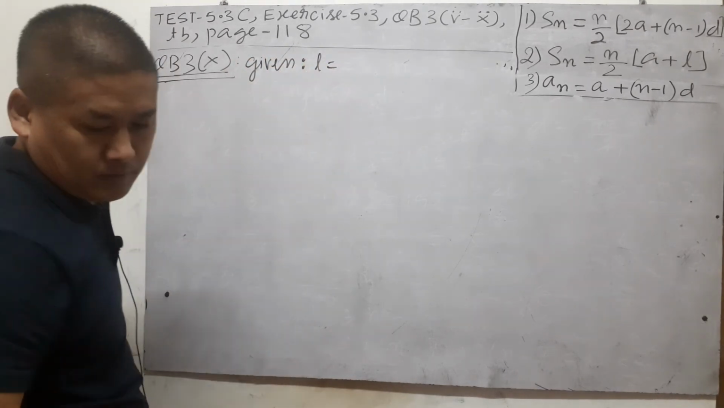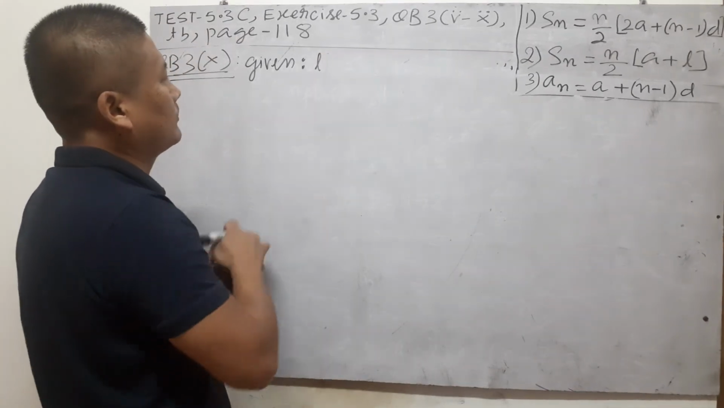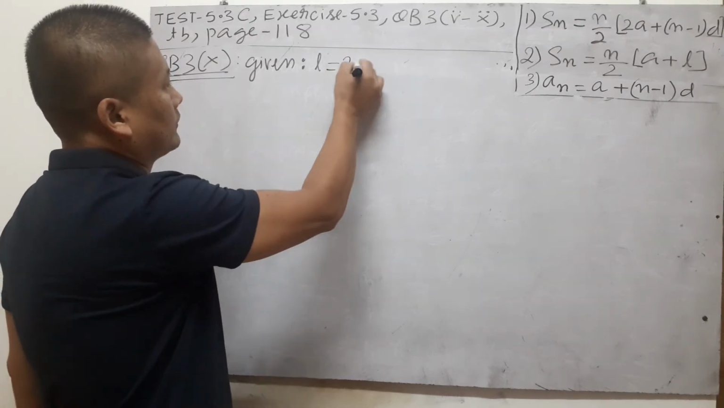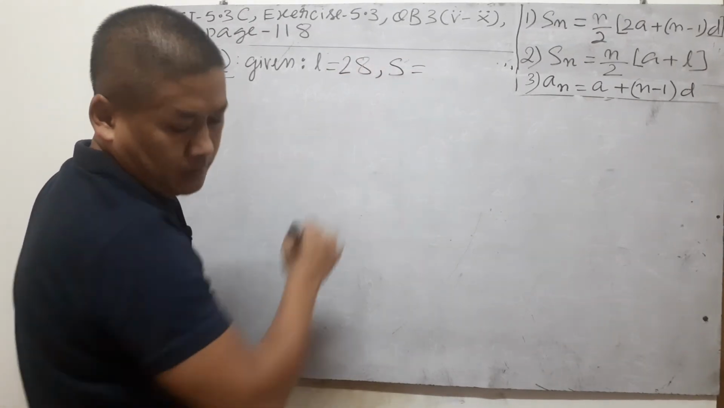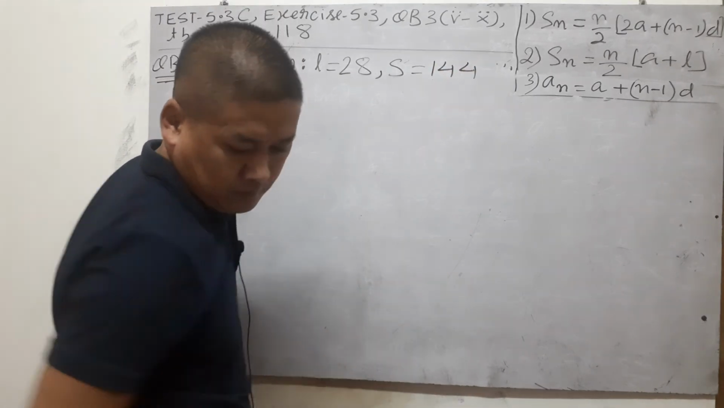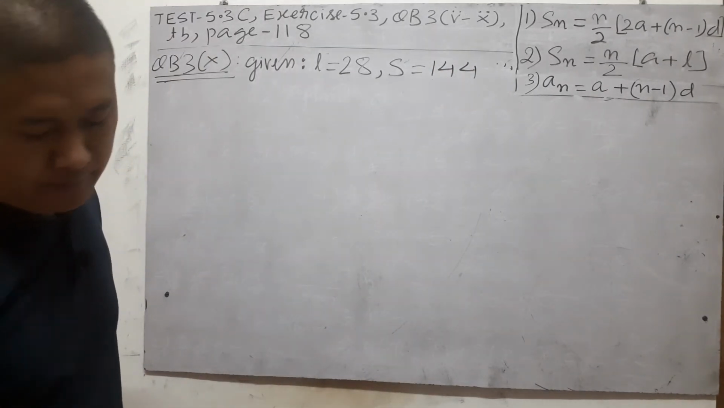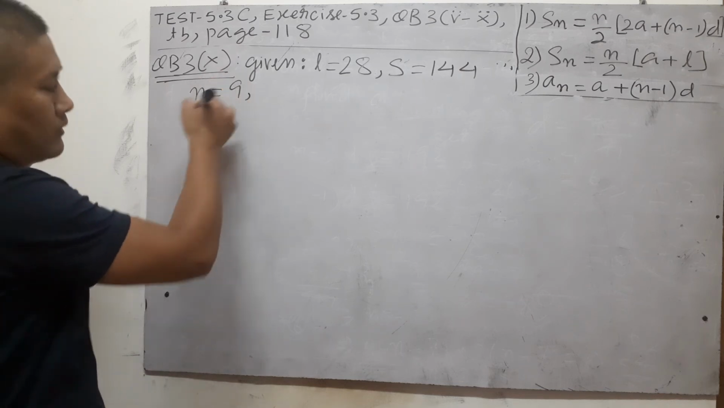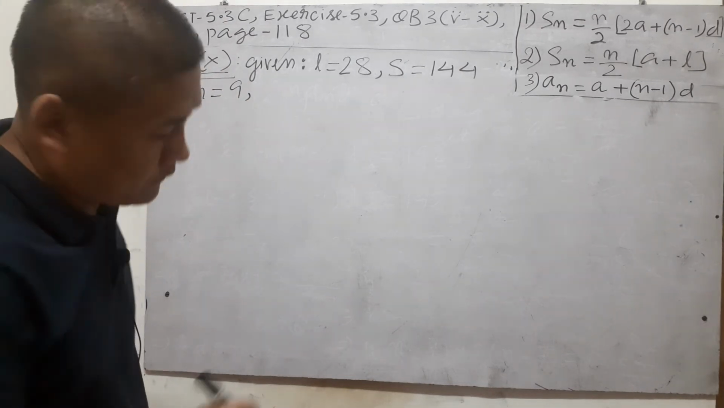L equal to the last term value, 28. The sum of all the terms is equal to 144, and there are a total of 9 terms, meaning n is the total number of terms, so 9, and you have to find a.